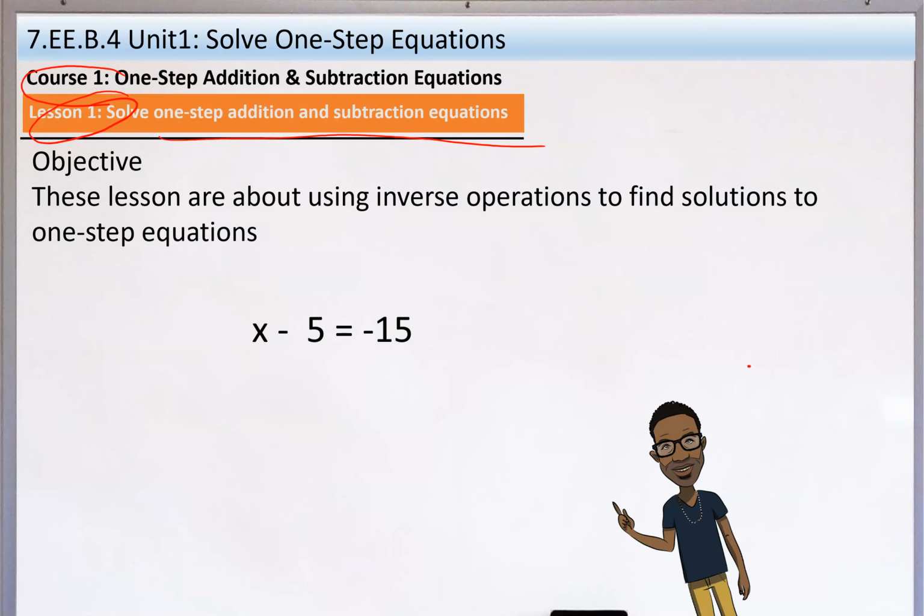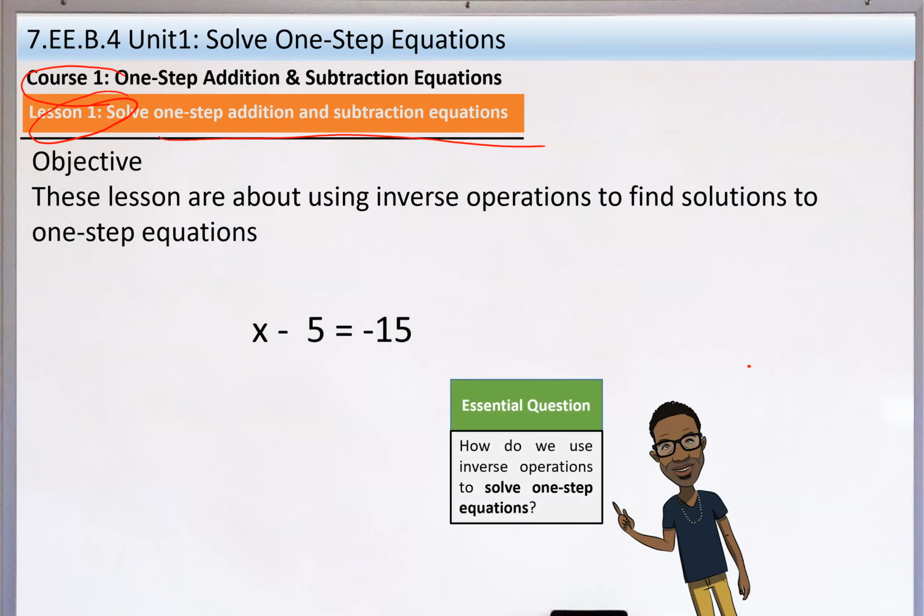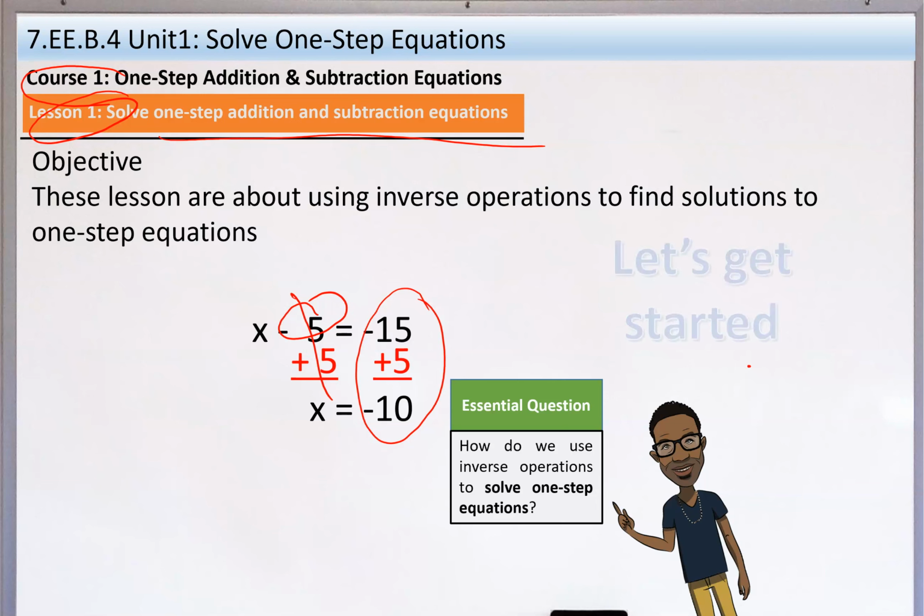So we have an example here. X minus 5 is negative 15. And how do we use inverse operations to solve this? Well, since we're subtracting 5, the inverse would be to add 5, but we have to do it to both sides. 5 minus 5 is 0. Those are 0 pairs. And negative 15 plus 5 is negative 10. So this is what we learned in grade 7, our integer operations. All right, let's get started.